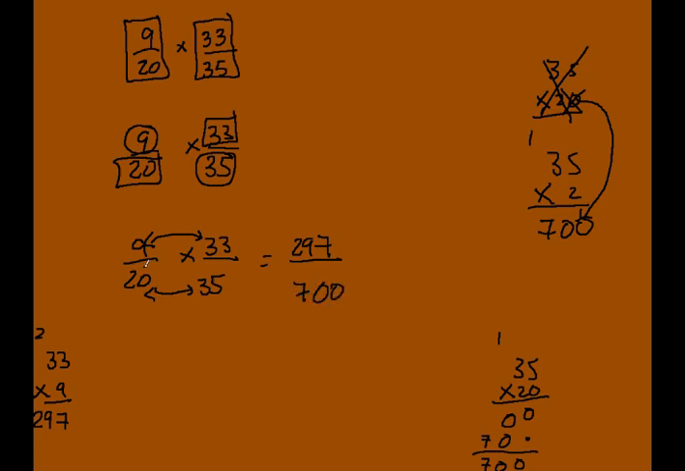Now here's the trick here. If I wasn't able to reduce here, and I wasn't able to reduce the fraction here, that means my final answer, no matter how big it looks, I know for a fact that I will never be able to reduce it. So this is my final answer.